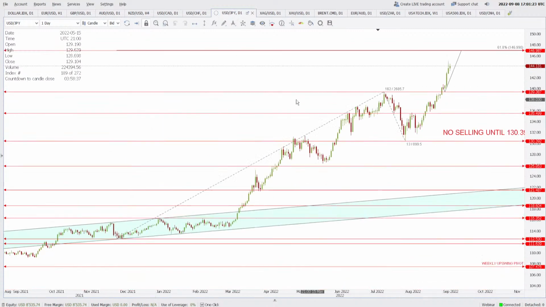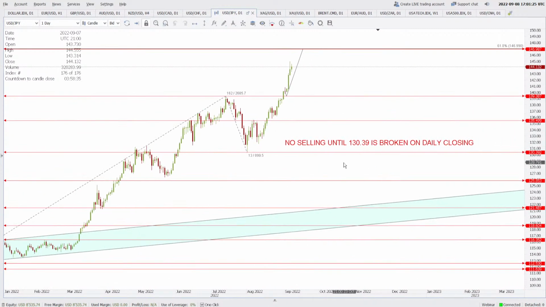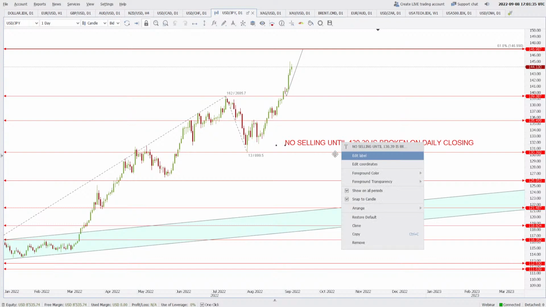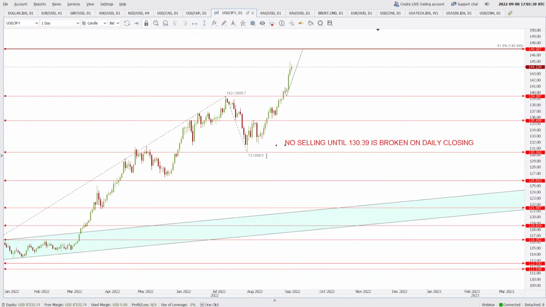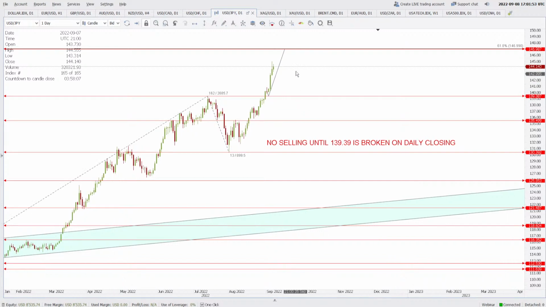Talking about USD JPY, we are not going to sell it until 139.38 is broken, because this is a fresh support. 139.39, yeah. But of course it is not an upswing pivot. The upswing pivot is still here, but now this is the next support. I don't think it is going to be broken soon.